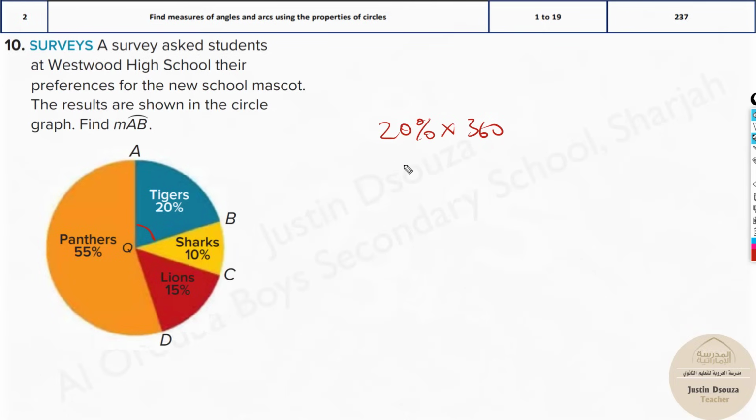So here 20% would be divided by 100. Just use your calculator and you'll get it. It's over here 2 times 36. That'll be 72. 72 degrees is the answer.